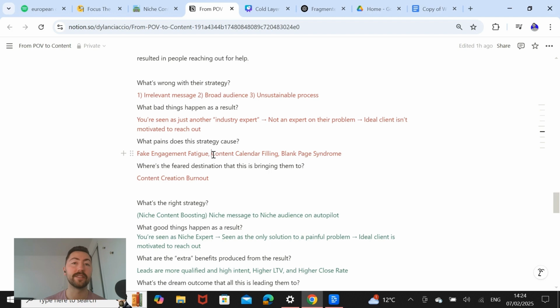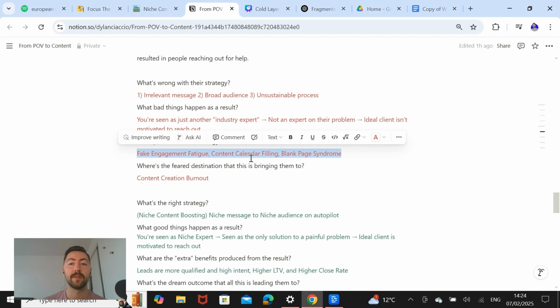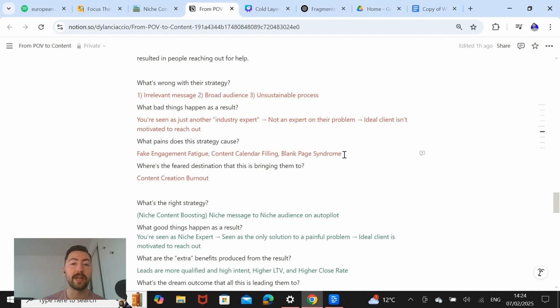You have to fill your content calendar. You have to always be posting all the time. You have to find new ideas, blank page syndrome. You have to figure out what to write that day. And so there's a lot of pains with this. So this isn't quite exactly about anything financial. This is just more emotional pain that is caused by using the wrong strategy.